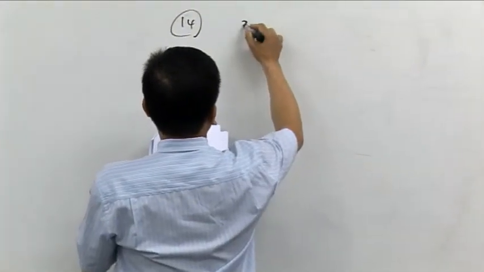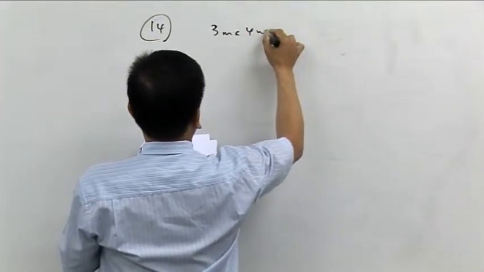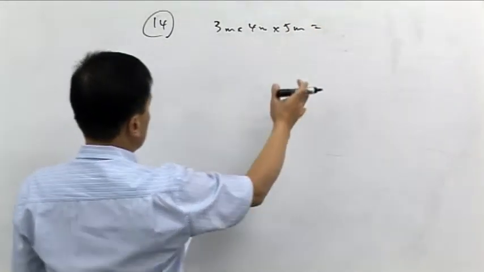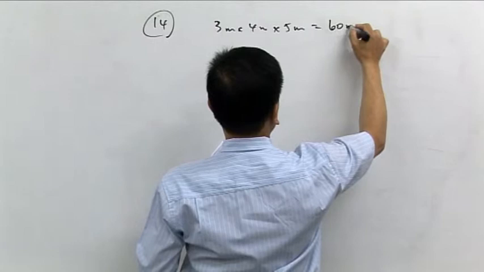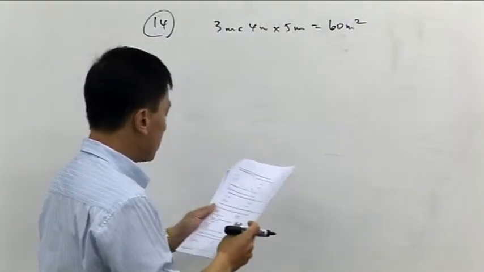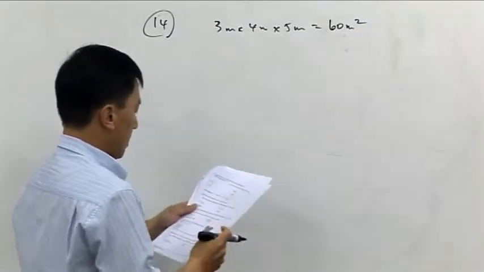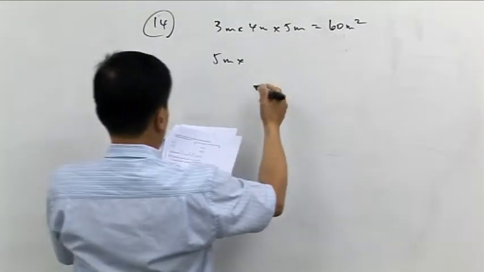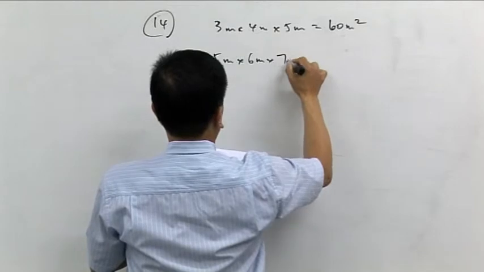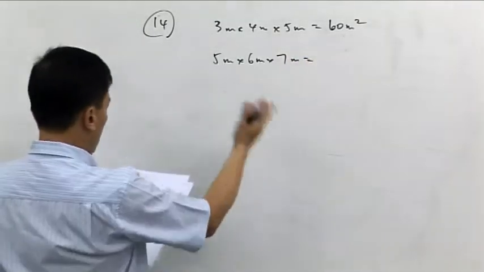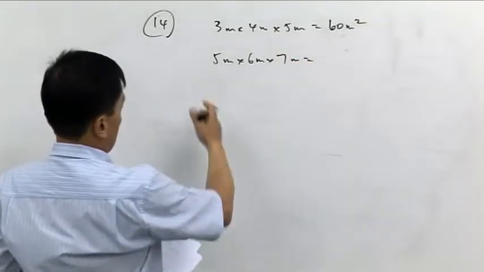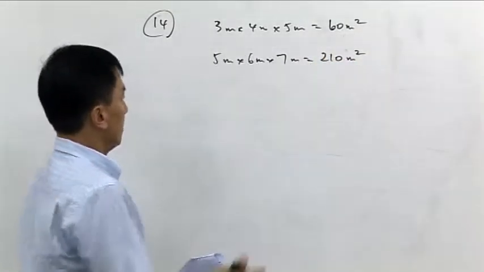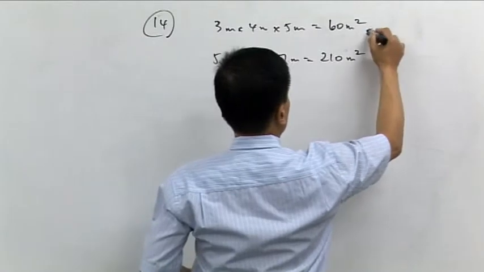So we've got 3 meters by 4 meters by 5 meters. You multiply that together, that's going to give us 60 cubic meters. So the one man can do this in 1 day. Now the next size we're talking about is 5 meters by 6 meters by 7 meters. You multiply that together, 30 times 7, so that's going to give us 210 cubic meters.